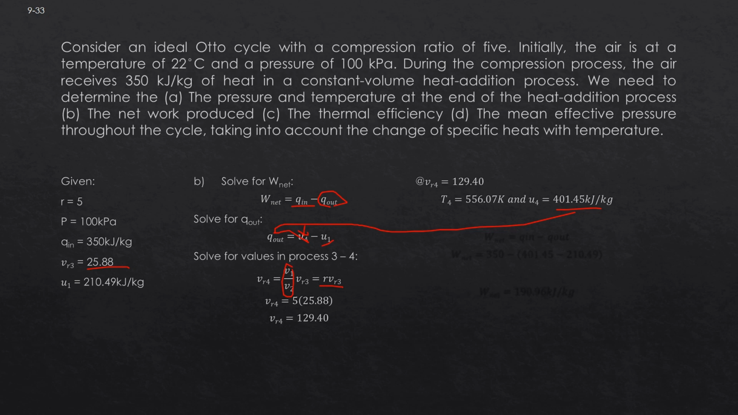Plugging into our equation, W net equals Q in, which is 350, minus Q out, which is U4, or the internal energy at state 4, 401.45, minus the internal energy at state 1, which is 210.49. We get net work equal to 190.96 kilojoules per kilogram, and this will be our answer in problem B.